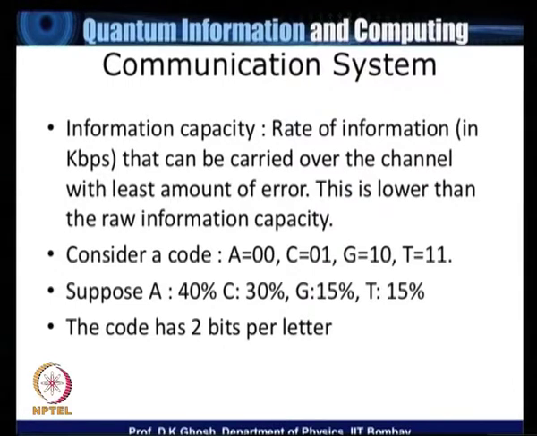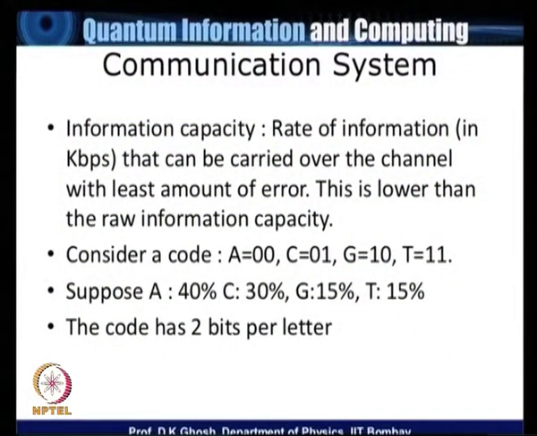We define the information capacity of a communication system as the rate of information, usually measured in kilobits per second, that can be carried over the channel with least amount of error. I assume for the purpose of this discussion that I am talking about the raw information capacity. In practice, the real information capacity is lower than the raw information capacity because of the presence of noise.